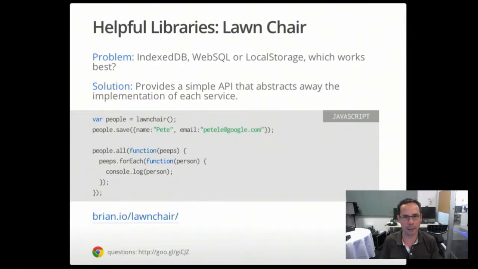Lawnchair is another great library that I like to use. It does a bunch of things and normalizes storage on the client. One of the things that I've often had a bit of a challenge with is what different data stores are available on the user's device, right? Does the device have IndexedDB? Does it have Web SQL? Does it have local storage? Does it have session storage? Which one's best? Should I use local storage?